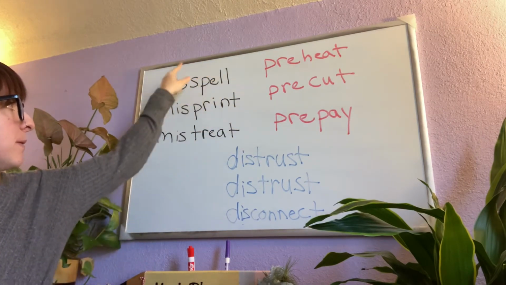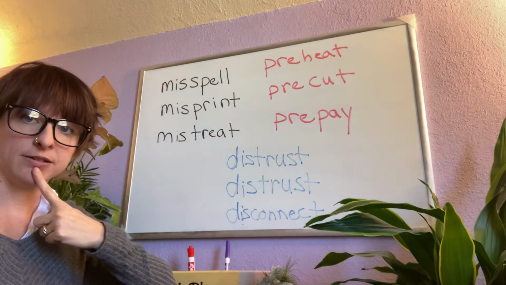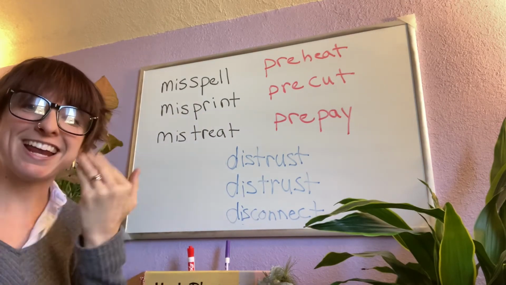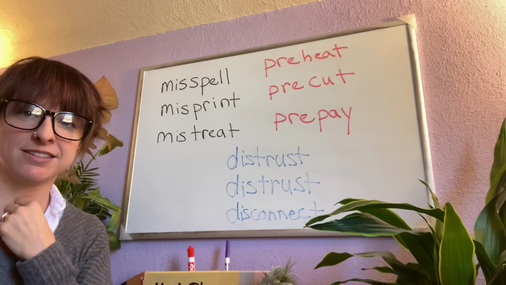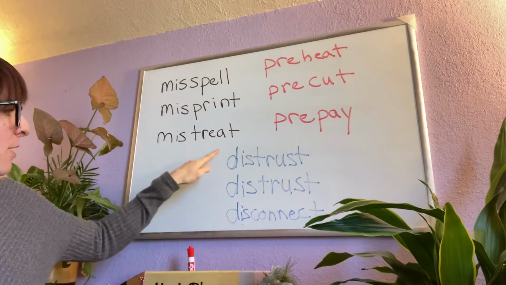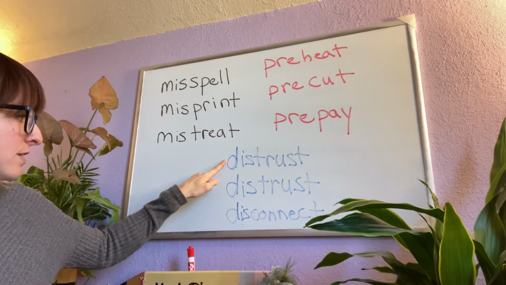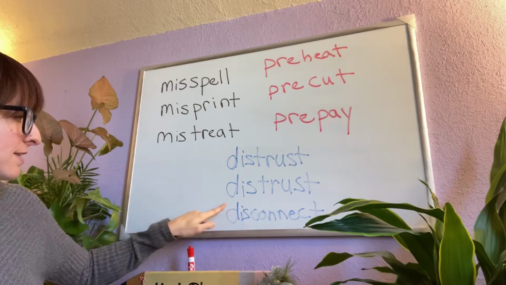What is the same about all of the words in this category? I want you to say it out loud. Now let's look at these ones. In blue it says distrust, distrust, and disconnect.